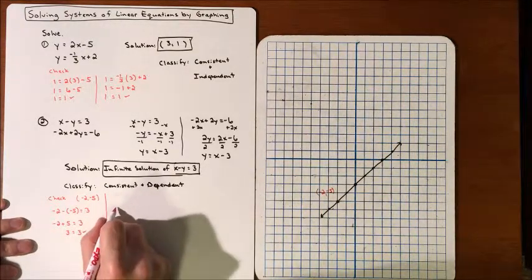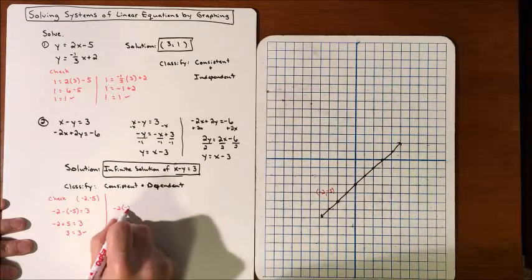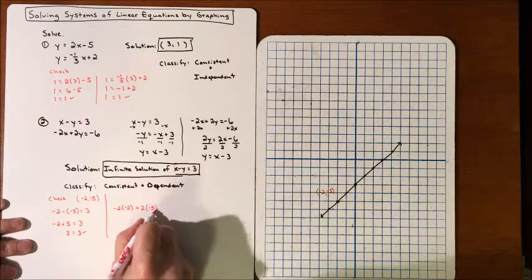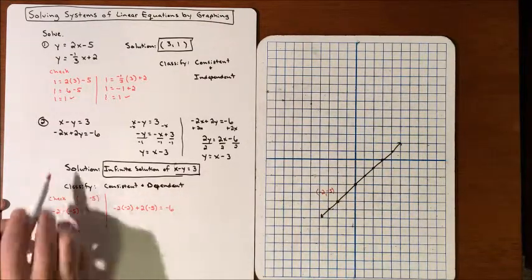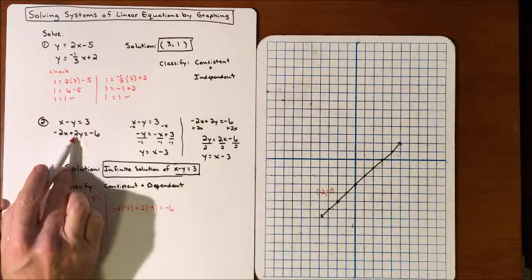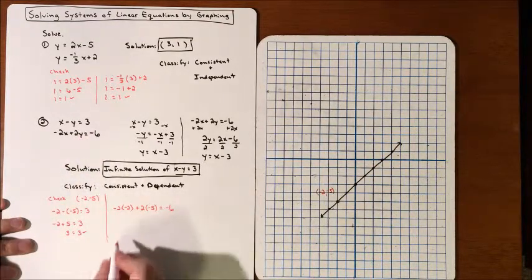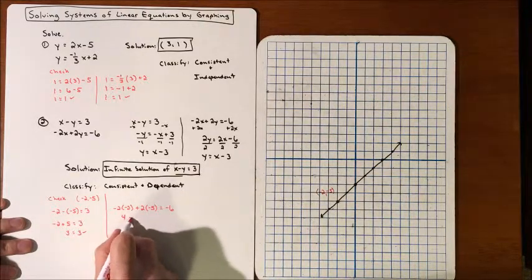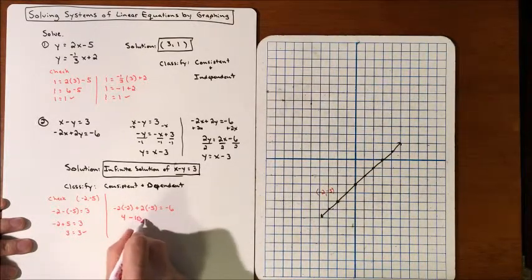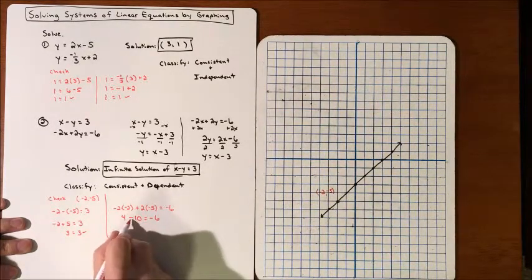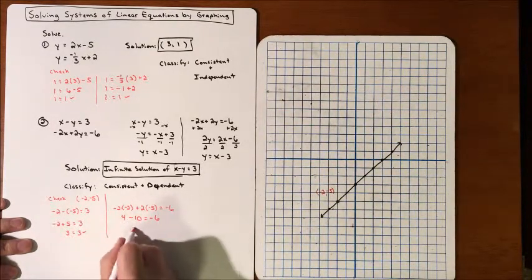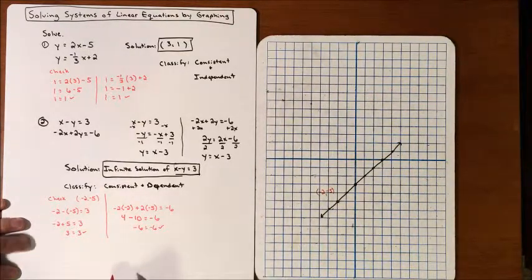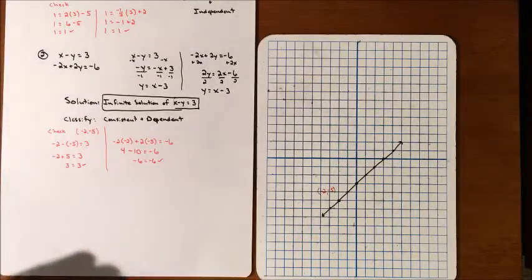So you have -2 times -2 plus 2 times -5 is supposed to equal -6. So -2 times our x value plus 2 times our y value is supposed to add up to -6. This multiplies to a +4. Positive times a negative is a negative. 2 times 5 is 10, equals -6. 4 minus 10, you're subtracting more than you have, so you're going to end with a -6. And it checks.